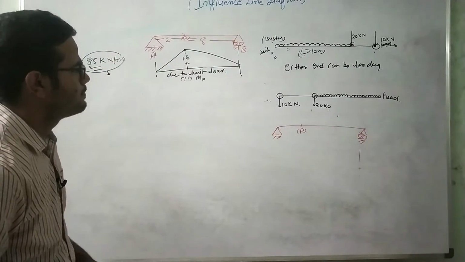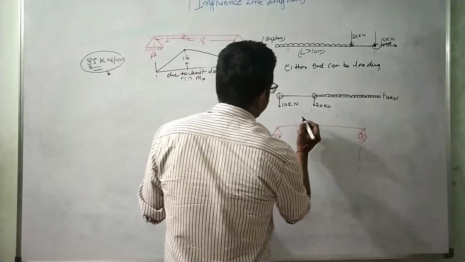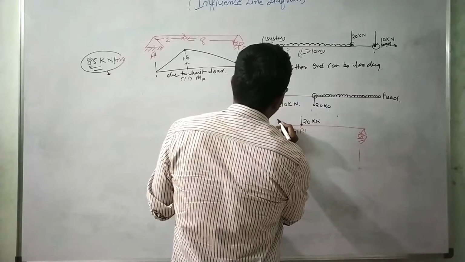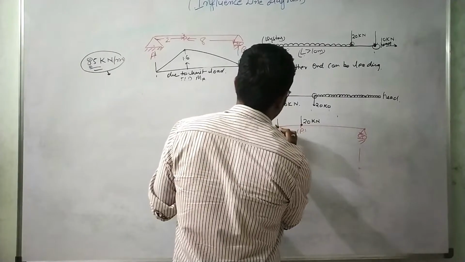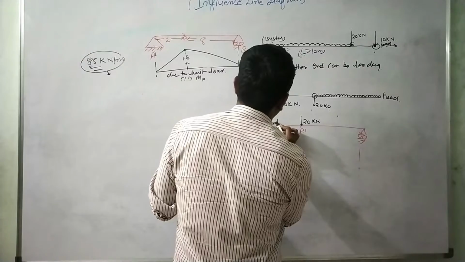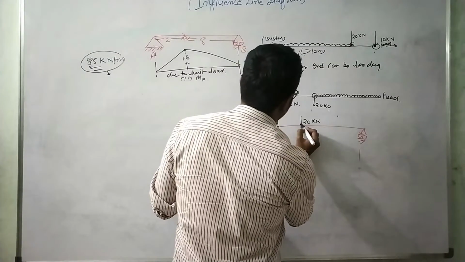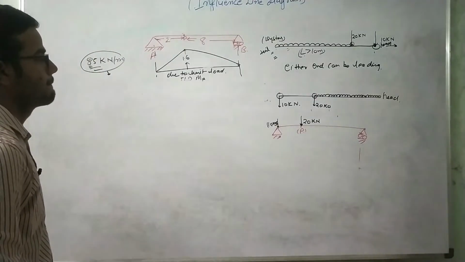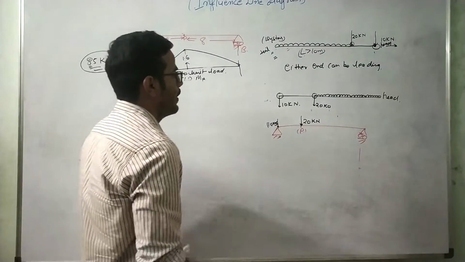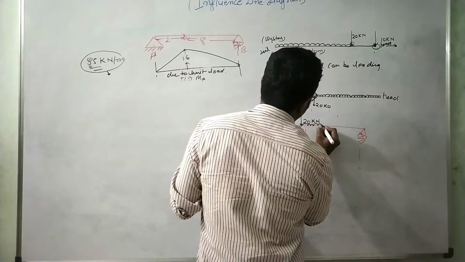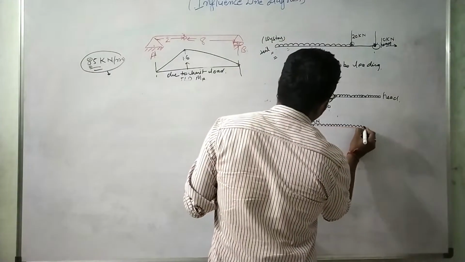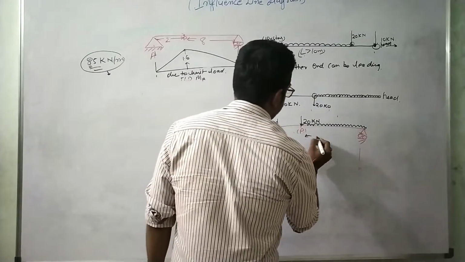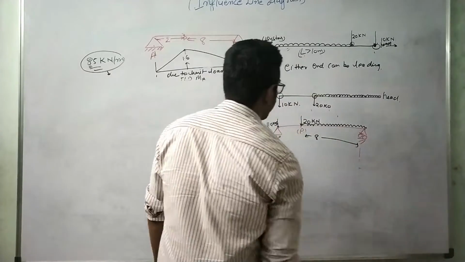Let us suppose I am assuming that this 20 kilonewton load is acting at point P, and this 10 kilonewton load is acting at this support. This is 2 meter only, and this is 20 kilonewton meter. This is covered by UDL because this length is greater than 10 meter, but this length and this length is 8 meter. So this whole portion will be covered by UDL.